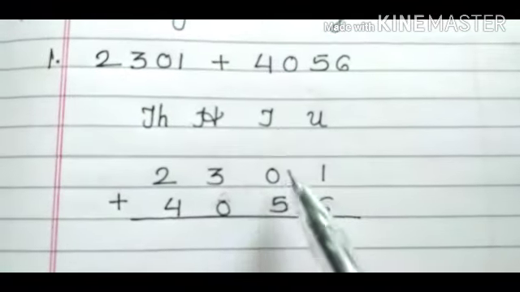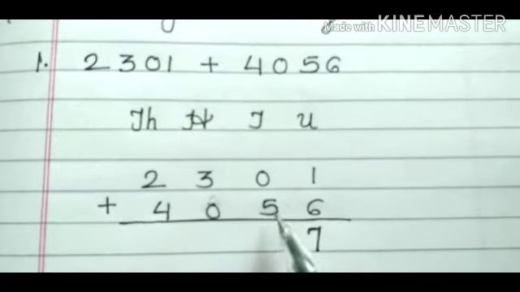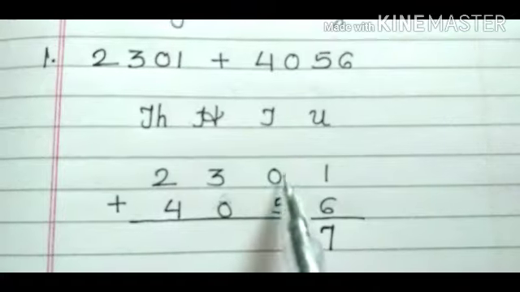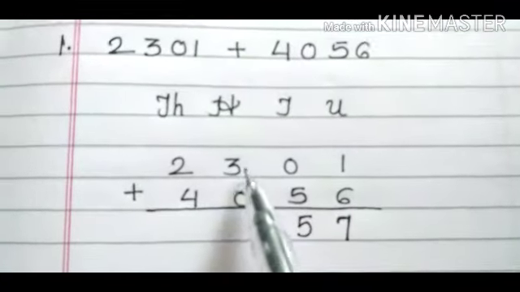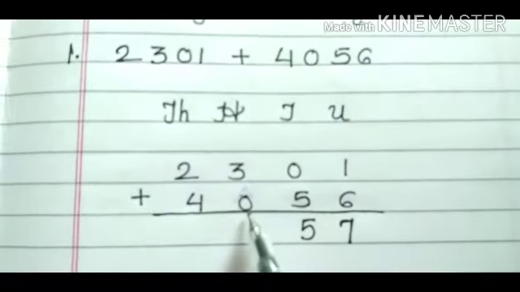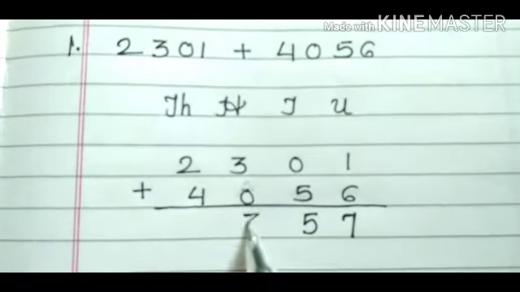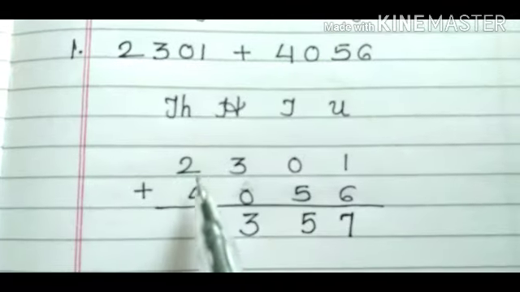Now in tens place 0 plus 5. You know that when any number is added to 0, the answer is that number itself. So 0 plus 5 is 5. In hundreds place 3 plus 0. Here also, when 0 is added to any number, the answer is that number itself. So the answer is 3. And in thousands place 2 plus 4.